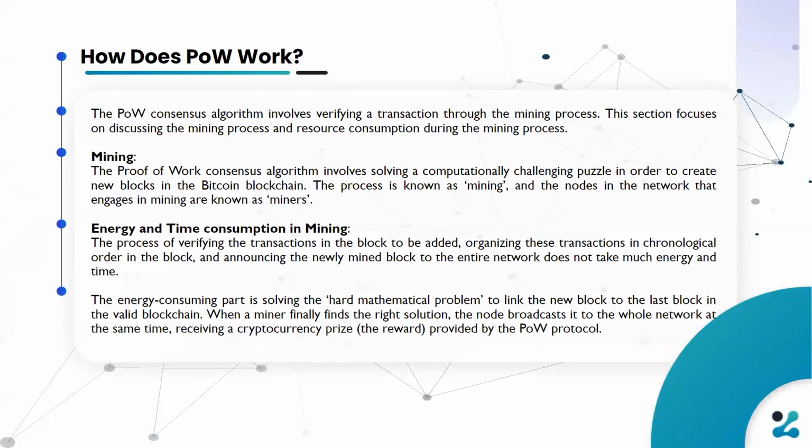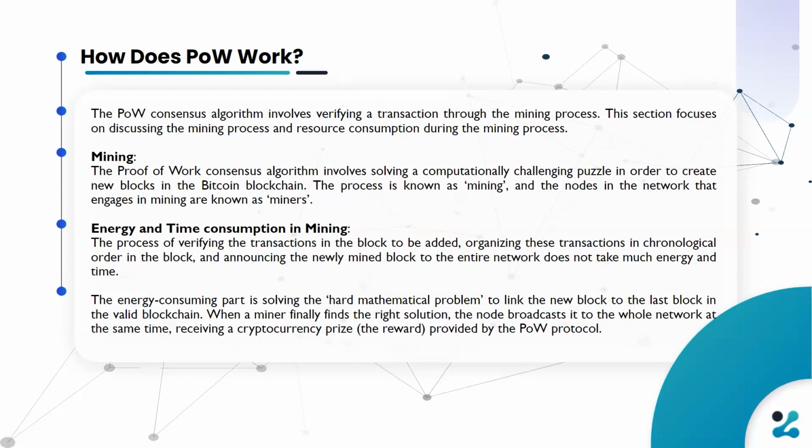But there are reasons why we have moved from proof of work to other consensus mechanisms. So as we have already talked about proof of work, I'll just quickly go through this one slide. Consensus algorithms involve verifying a transaction through the mining process. This section focuses on discussing the mining process and resource consumption during the mining process, right? As we have talked about, mining is about solving a computational puzzle, right? Which is going to take time. And the better machine you have, the more power it has, the more computation it is going to perform per second, right? But this is going to take a lot of energy and time on the miner's end.